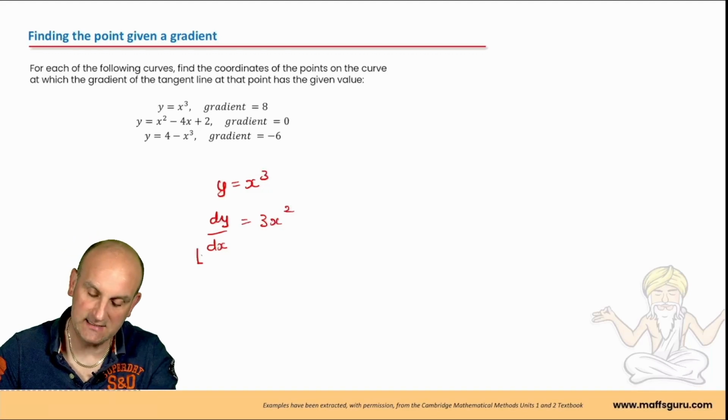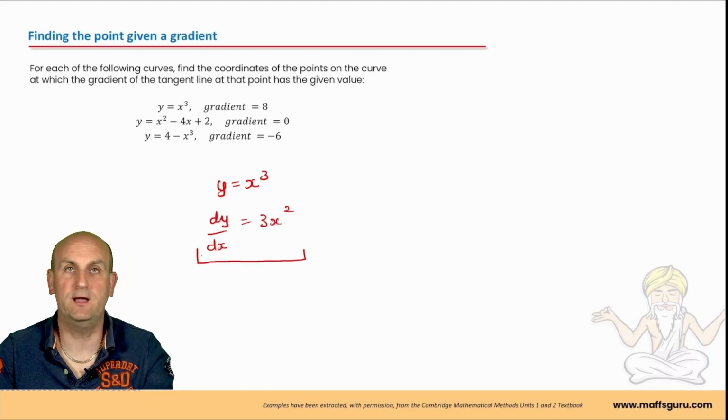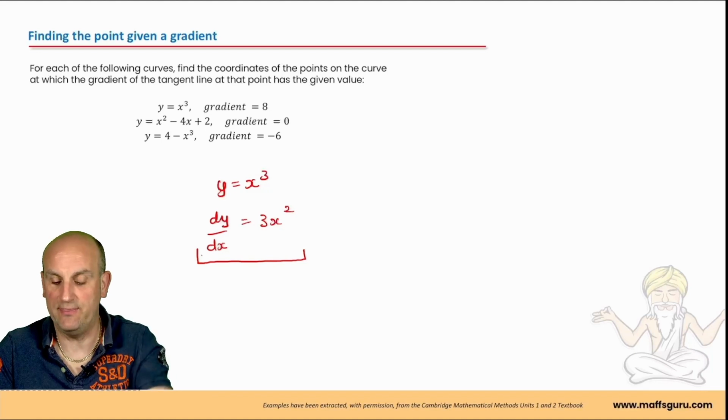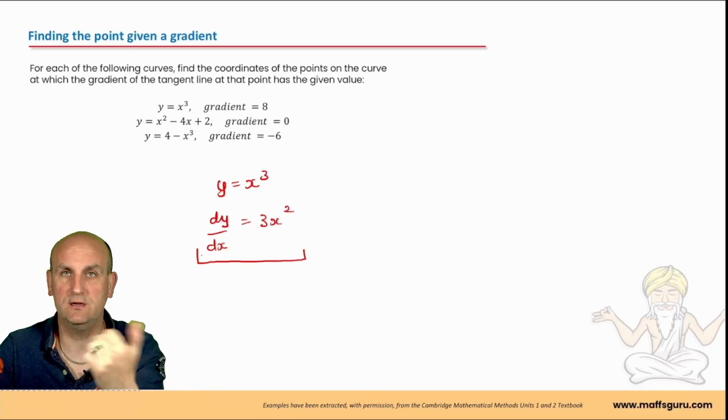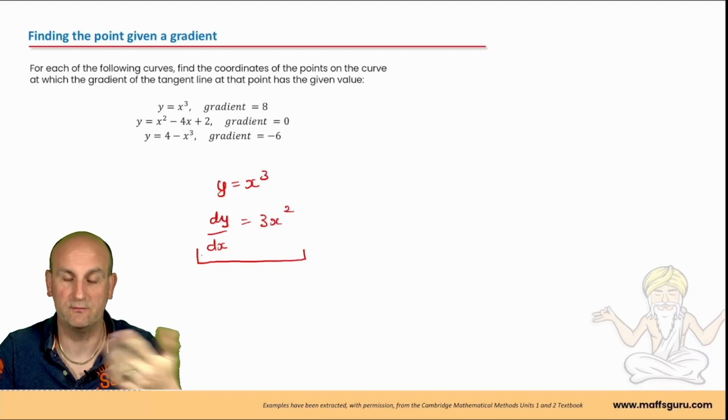This here is basically an equation that says you can find the gradient of the tangent at any point, so long as you know the x value. But hold on a moment, they're giving me the gradient. That's all right. What you can do forwards, you can do backwards.